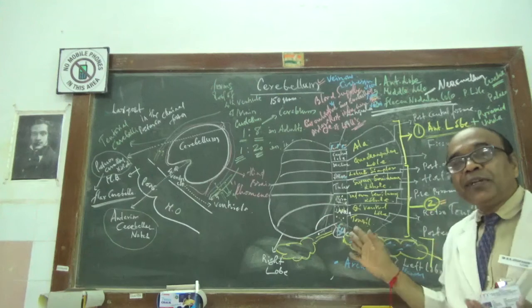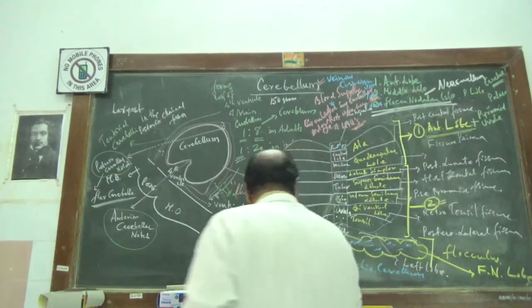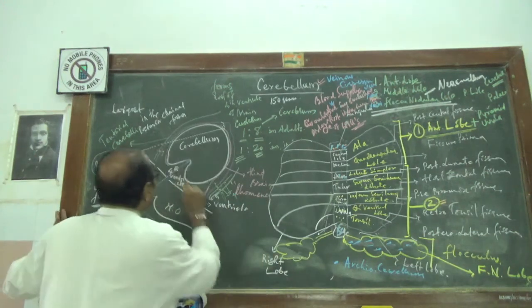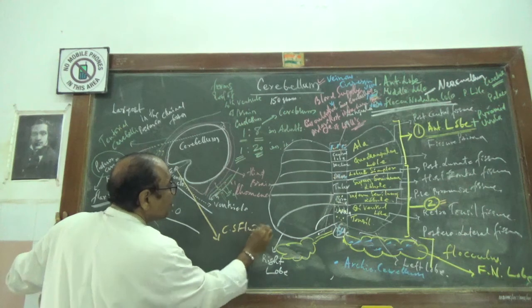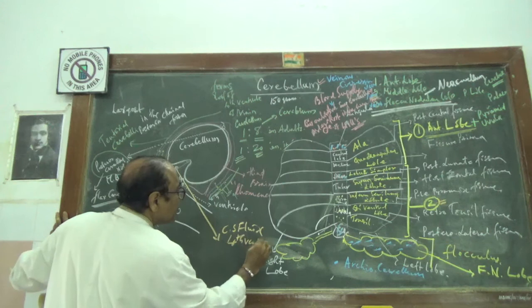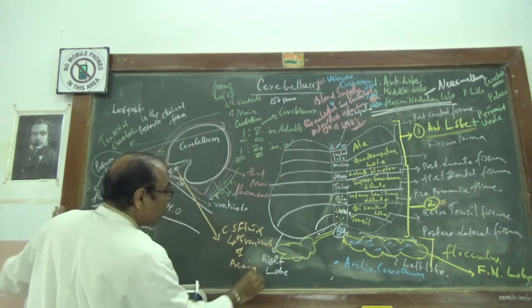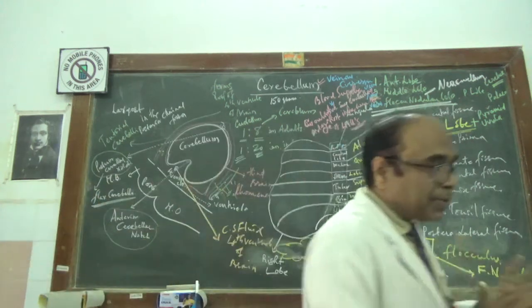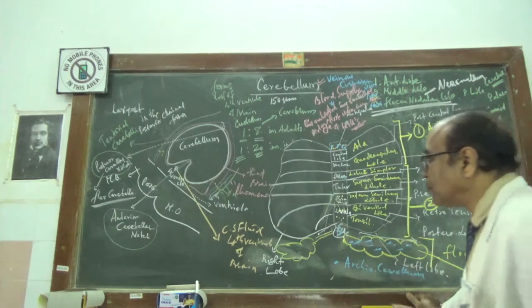There is no lymphatic drainage for this, but that is totally replaced by the cerebrospinal fluid which will be there in the fourth ventricle of the brain. There is no lymphatic drainage for the brain as such, but that is replaced by cerebrospinal fluid.